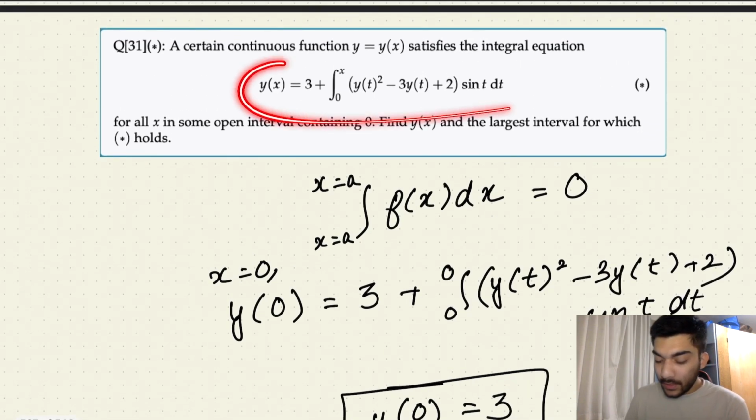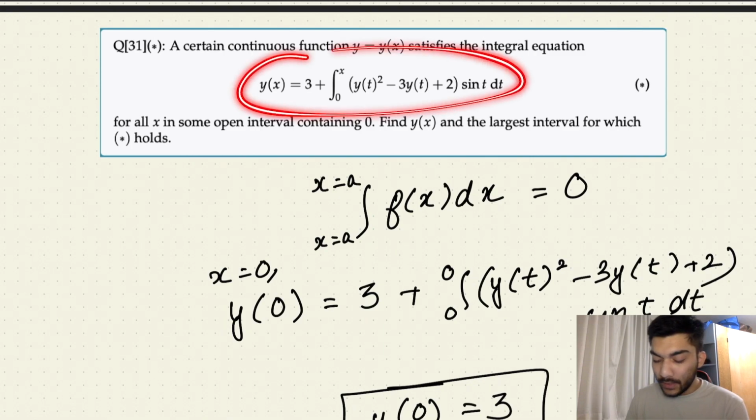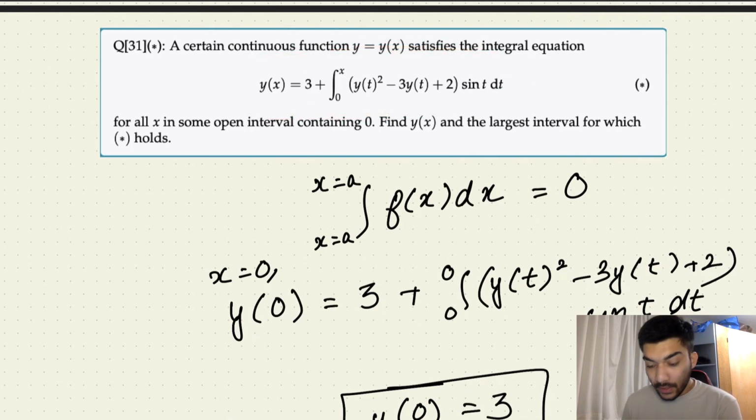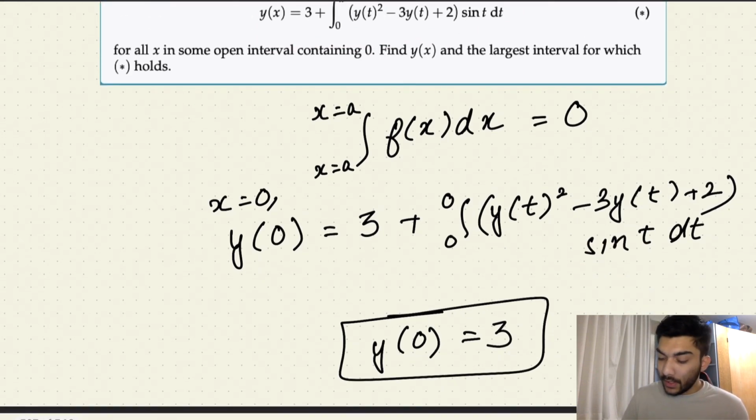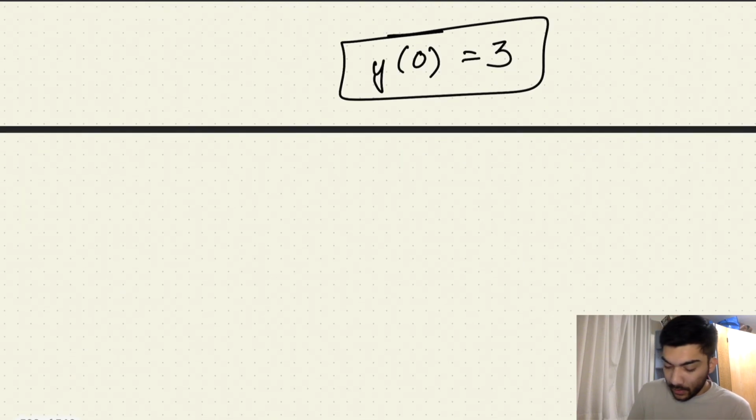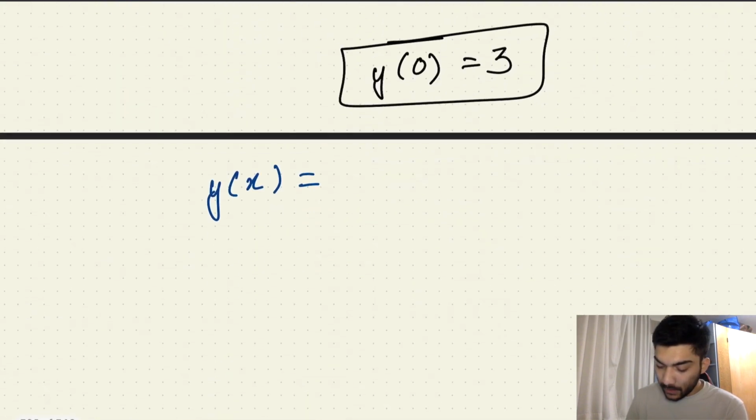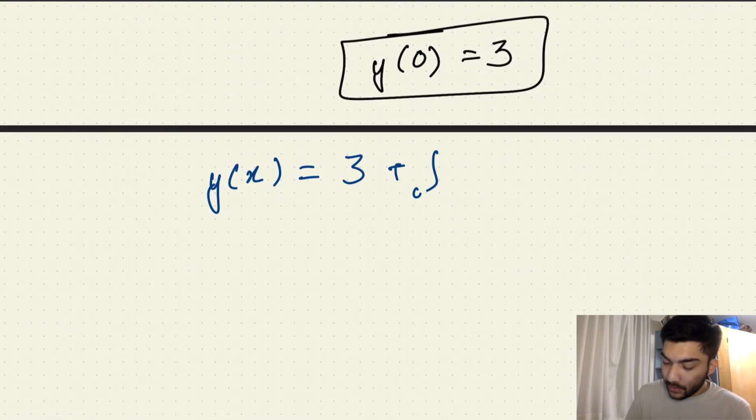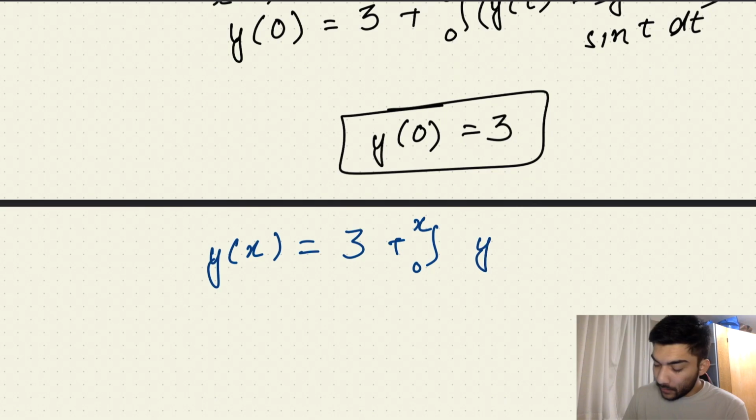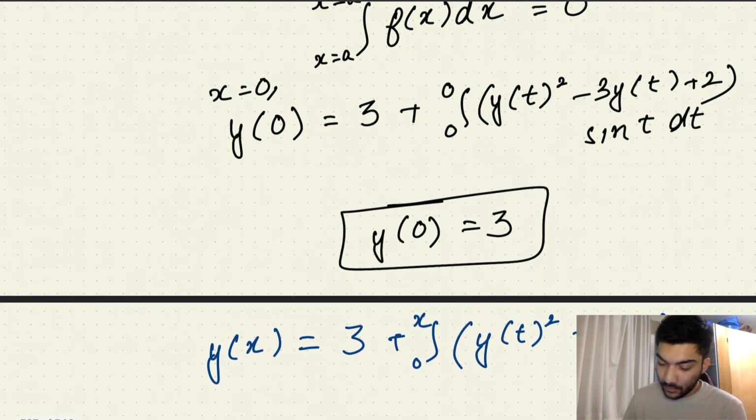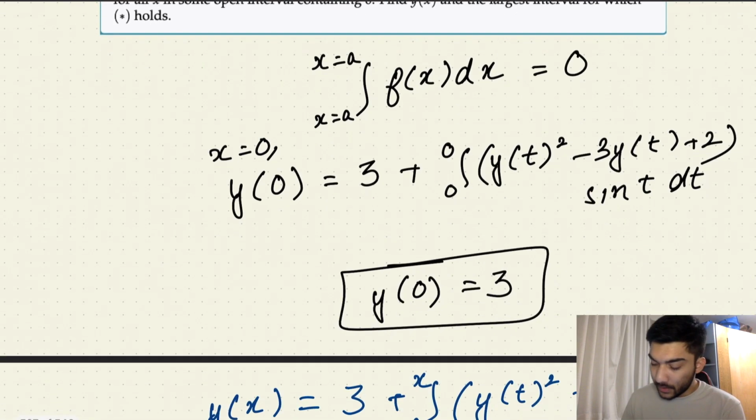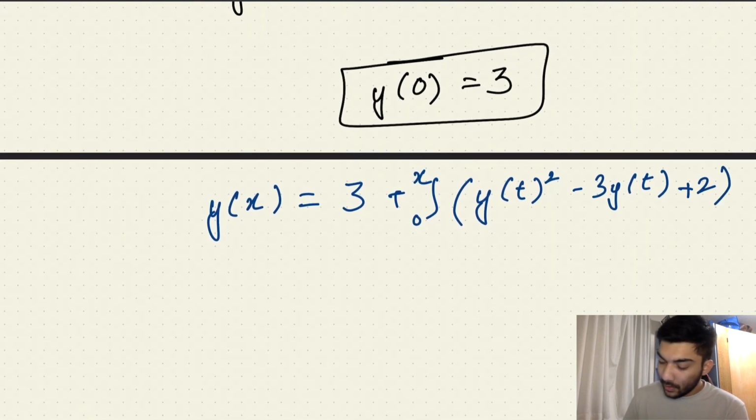So now let's take the derivative on both sides of this integral equation and get our differential equation. Let's write the integral equation again. Our integral equation is simply y of x equals 3 plus the integral from 0 to x of (y of t squared minus 3 y of t plus 2) times sine t dt in this case.